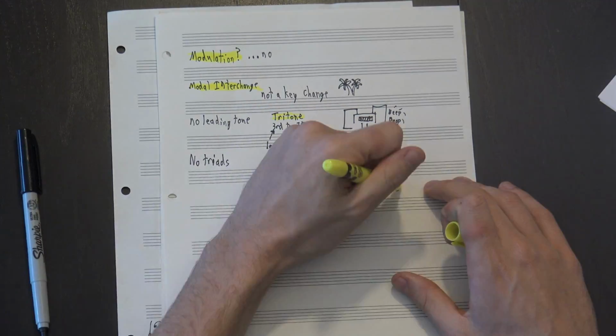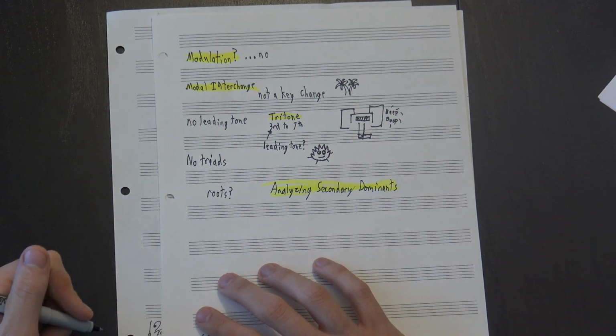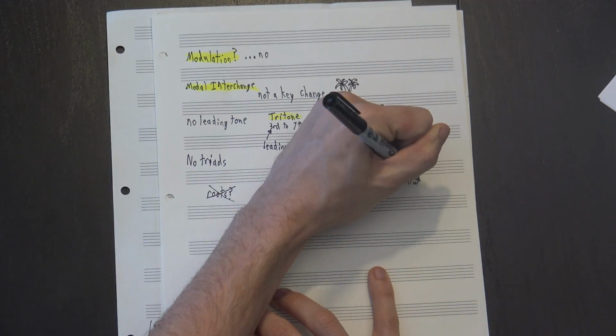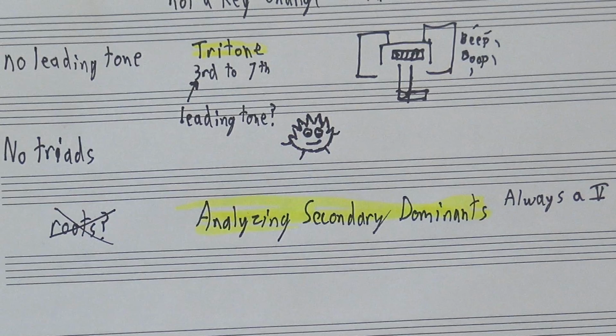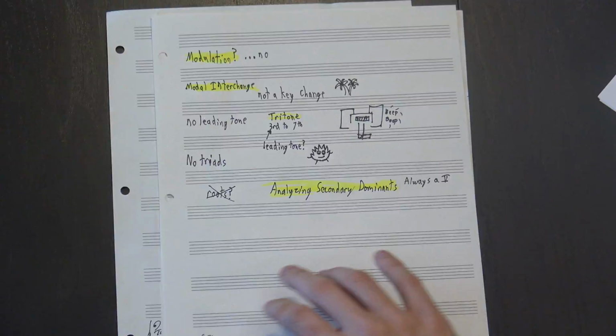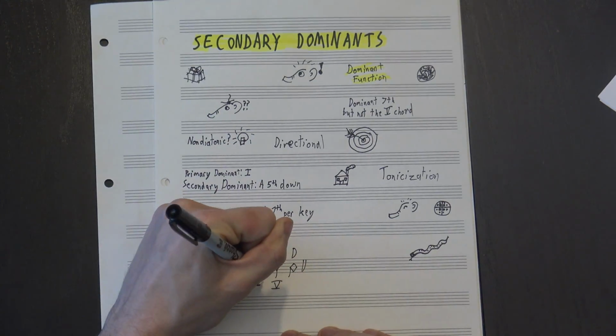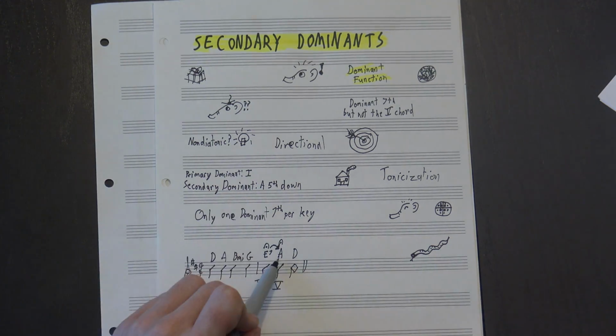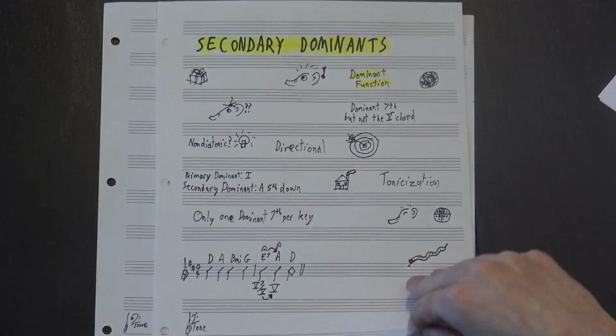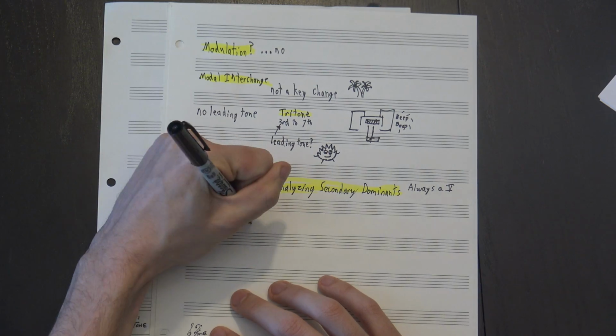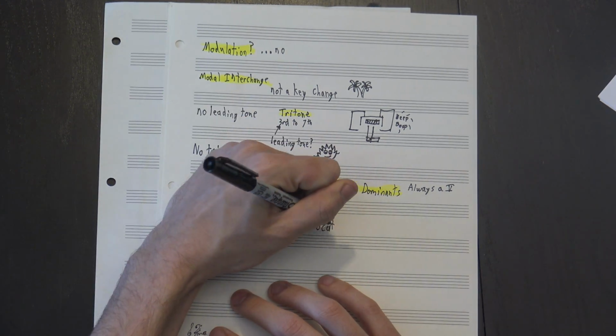When analyzing secondary dominants, we don't just call them by their root in relation to the key. Instead, we always call them 5s, then tell you what they're the 5 of. In our original example, E7 would be the 5 of 5 because A is the 5 chord in D major. This helps us communicate the actual function of the chord instead of just where it happens to sit.